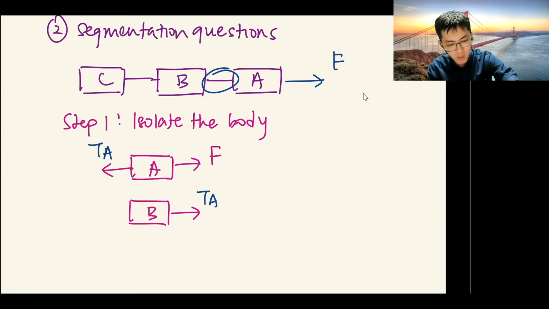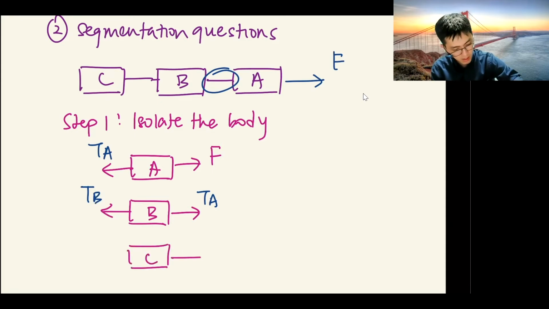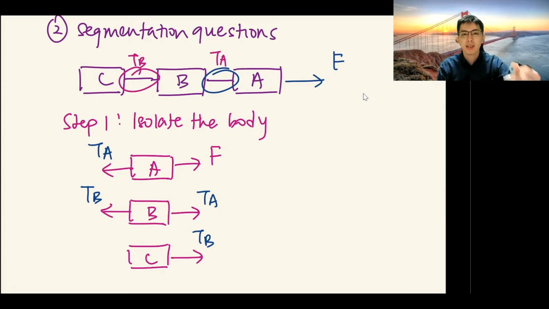So likewise, the backward force on B will now be known as tension B. And then for C, we have a forward force, and this will be tension B. How come there are two tension B's again? It makes sense, because we are looking at this rope. It is the same rope. If I call this one tension A, this will be tension B. Now that is step one.